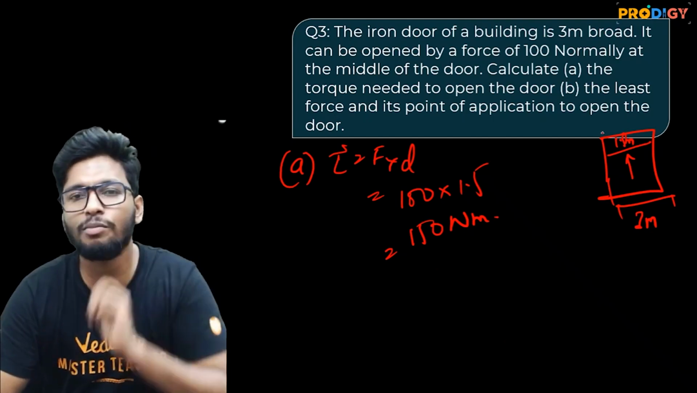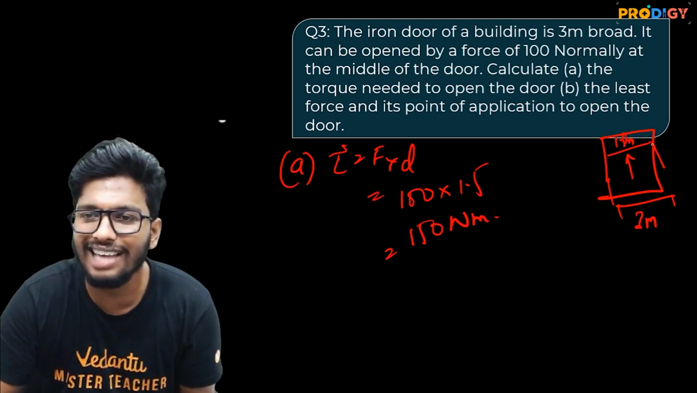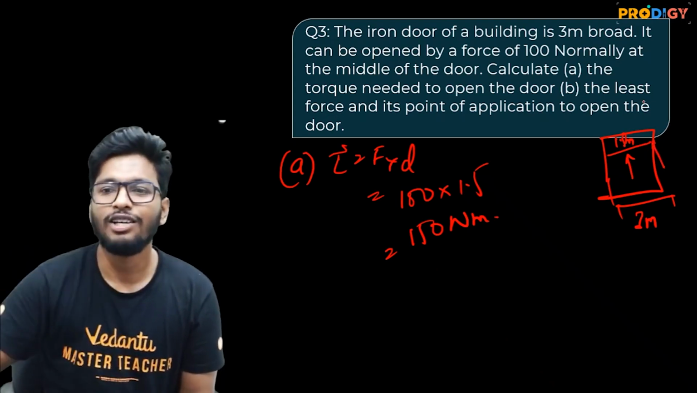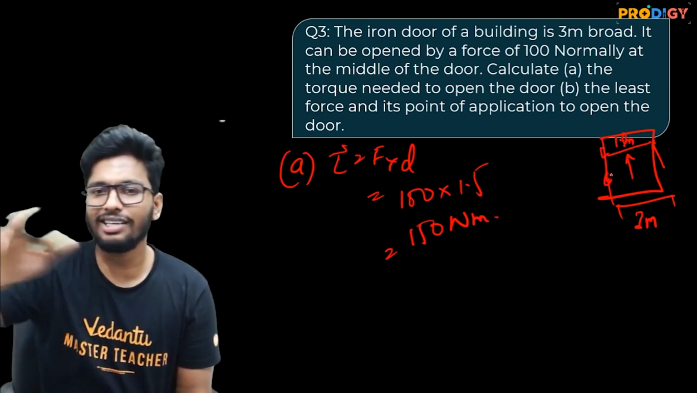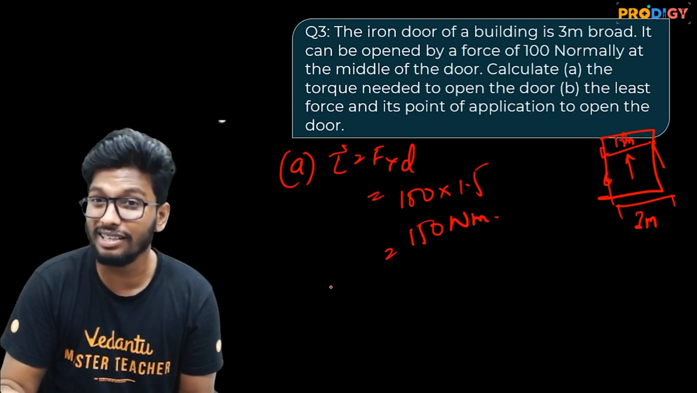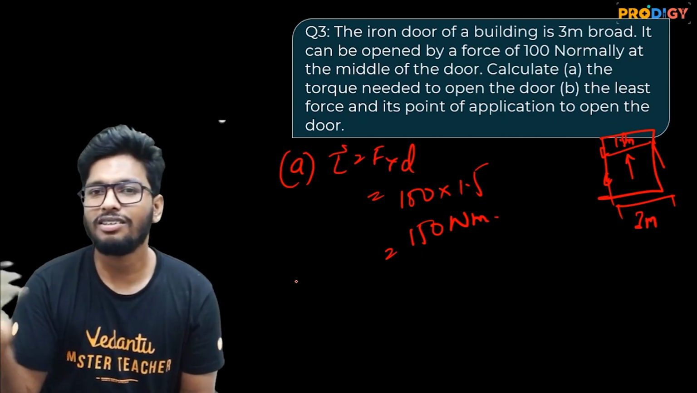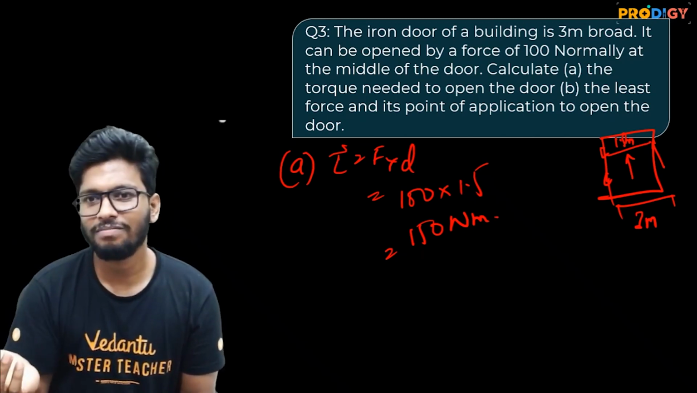Now the second part of the question is the least force and its point. Where can you get the least amount of force? When you apply the force exactly at the furthest end. So this is basically the fixed end. So when you apply the force at the extreme end, the distance in this case would be 3 meters itself.